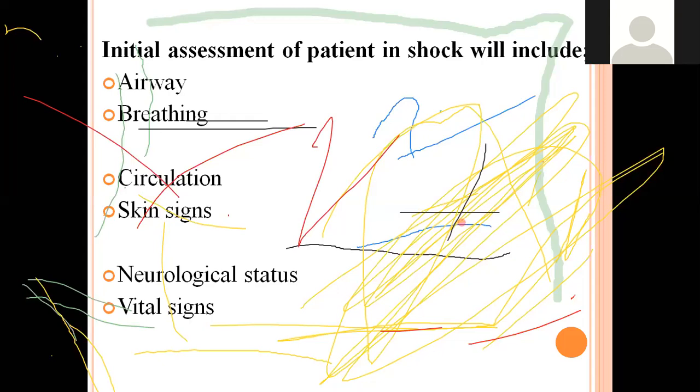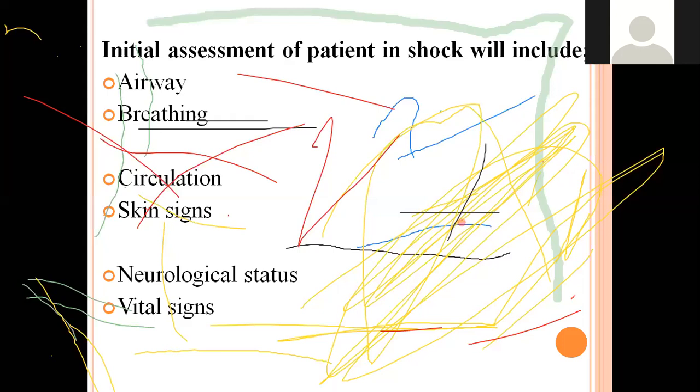Then lastly, you check the vital signs, which is very, very important. Check the blood pressure of the patient. If it is hypertension, you know that, okay, this is the early phase of shock. If it is hypotension, you know that the patient is moving from the middle stage to the late phase. Then you want to check the respiratory rate. Is it tachypnea? You want to check the pulse rate too. Is it tachycardia? Is it bradycardia? Those are the things you need to check in the patient.